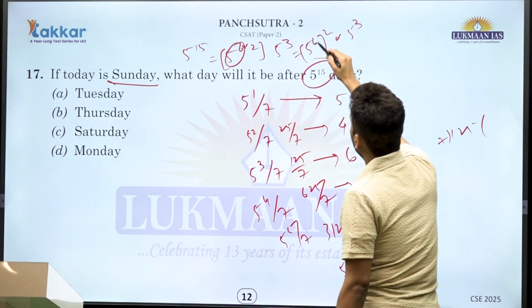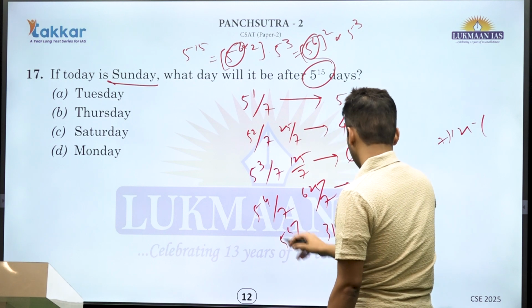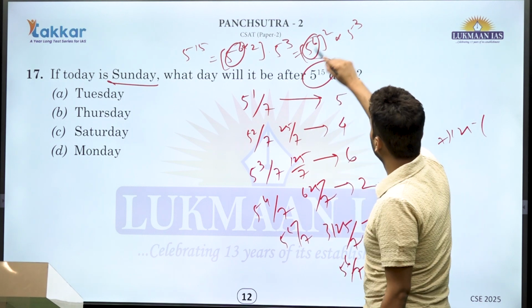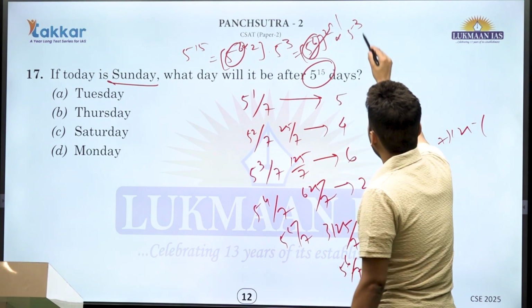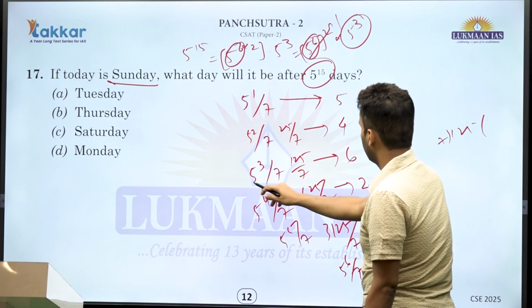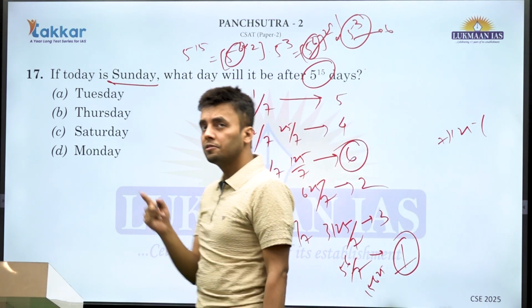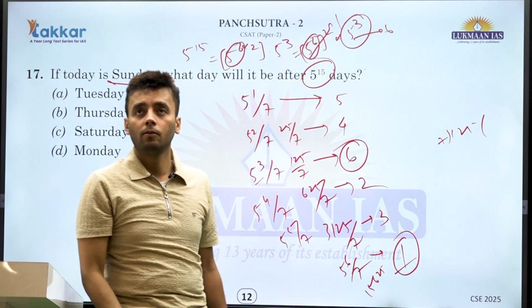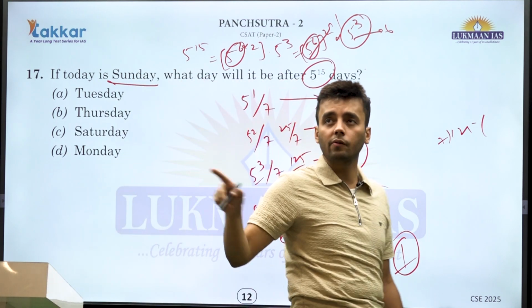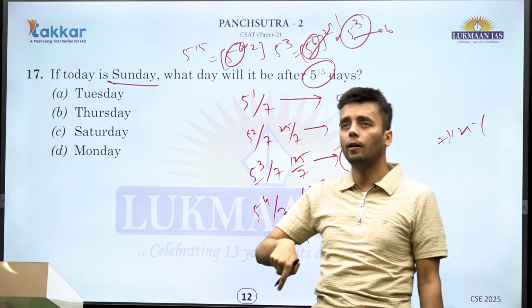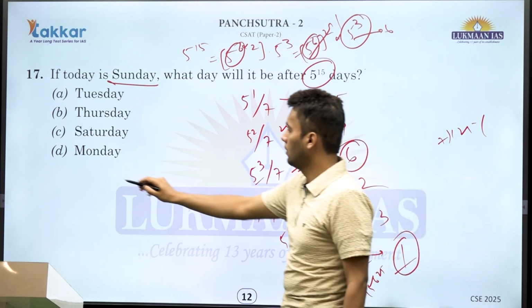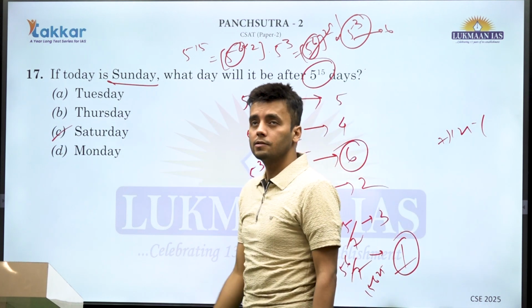So we know the remainder here: for 5 power 6, the remainder is 1, and for 5 cubed, the remainder is 6. So from this we can deduce the required day will be 6 days after Sunday. What will be 6 days after that? 7 days after Sunday will be Sunday itself, so 1 day less than Sunday will be Saturday. C is the correct answer.